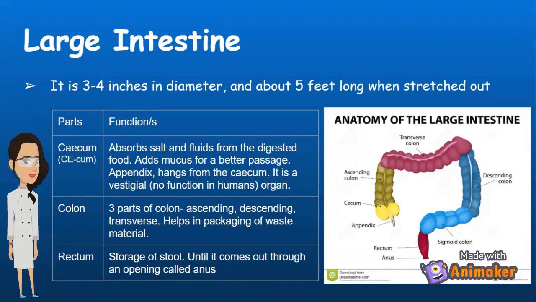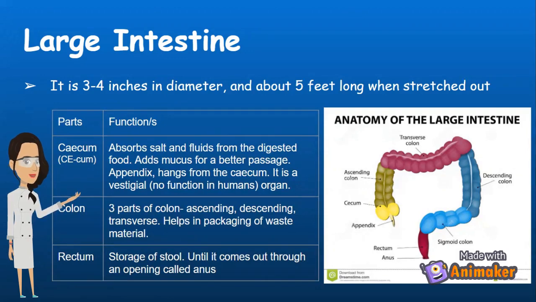The appendix hangs from the cecum. It is a vestigial organ. A vestigial organ means it has no function in humans. Did you know that your appendix is about the size of your finger? Now let's move on to the next part, which is the colon. There are 3 parts of the colon: ascending, descending, and transverse. The colon helps in the packaging of waste material.